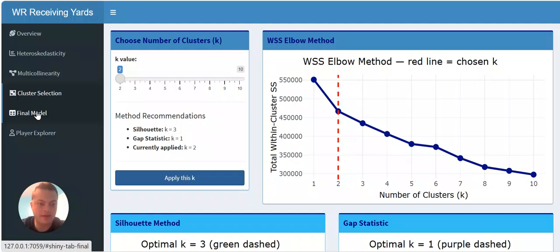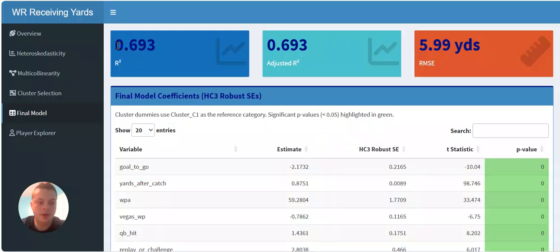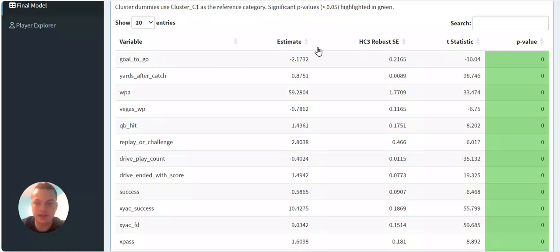And then once you look at the final model, the R squared and adjusted R squared are 0.693, showing 69.3% accuracy in the data, and then 5.99 yards is the RMSE. So when we look at the estimates, goal to go has a negative estimate with a p-value of 0. Yards after catch has a positive estimate with a p-value of 0, as does WPA, win probability added.